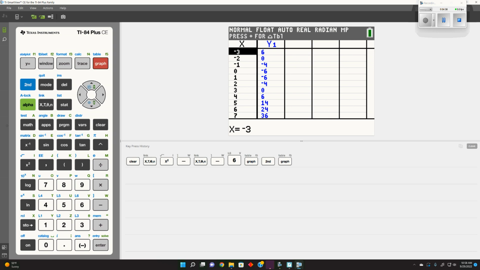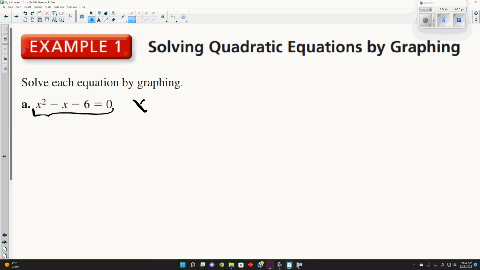So what are our answers? -2 and? So for us here, the solution is that x is equal to -2 and x is equal to 3.